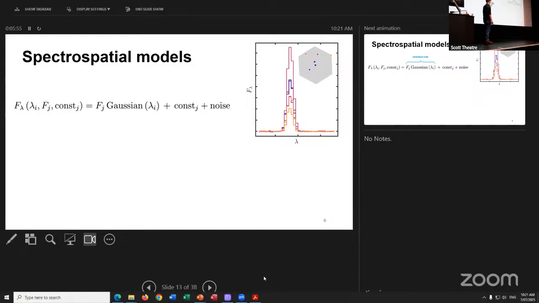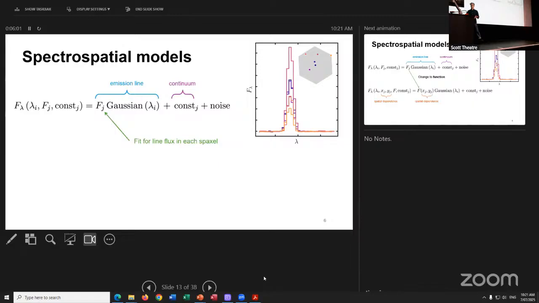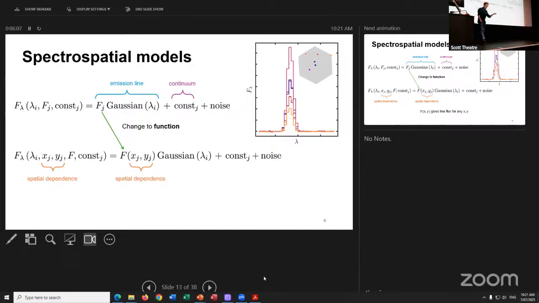And you can see, it looks like a Gaussian, so maybe you'd want to model this as a Gaussian. You've got a bit for your emission line, a bit for your continuum, and you're going to be fitting for the flux in each fiber, right? And so the idea is just, instead of having a number that I determine for each fiber independently, I have a non-parametric function that's a function of the position on the sky, and I want to infer that function with all of the data all at once.